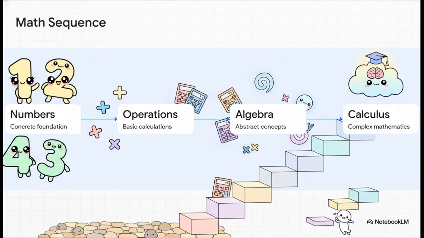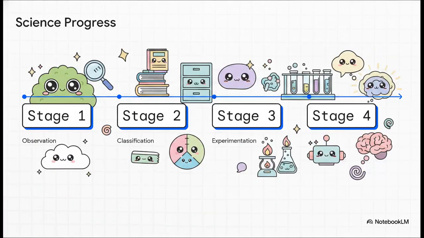Then, boom, we take a huge leap into the abstract with step 3, algebra, before finally hitting the peak complexity at step 4, calculus. You just can't skip a step without tumbling down the stairs. And we see a beautifully parallel timeline over in science.